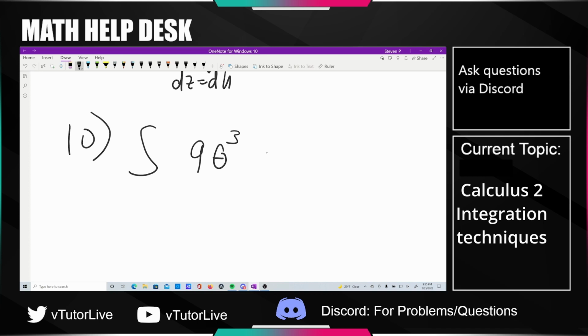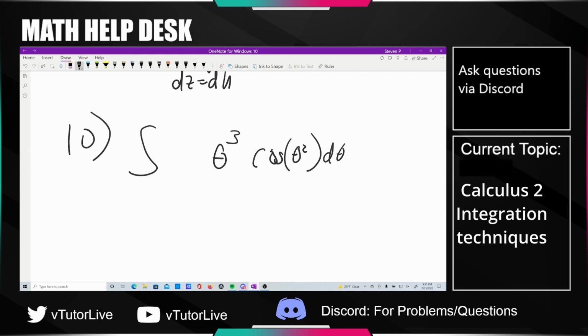But 9 theta cubed cosine theta squared, d theta. This is another one of those cases where let's not care about the constant in front. Is that cosine squared? I mean cosine of theta squared? Yes, the square is on the theta, not on the cosine.